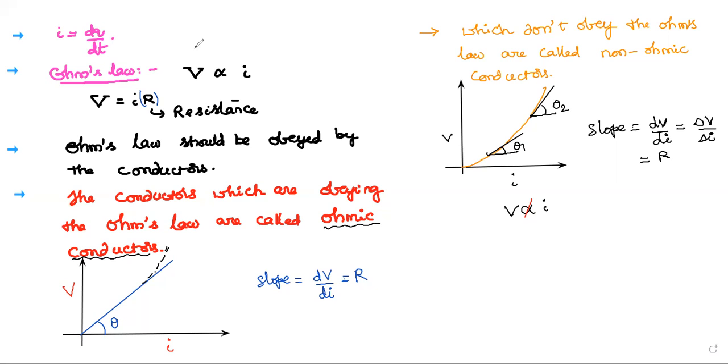Why, if you ask, our story starts now. Why are they not obeying Ohm's law at high voltages? The problem is, if you increase the voltage, yesterday we discussed one point. I don't know whether you all remember that point or not. Why is the temperature increased?